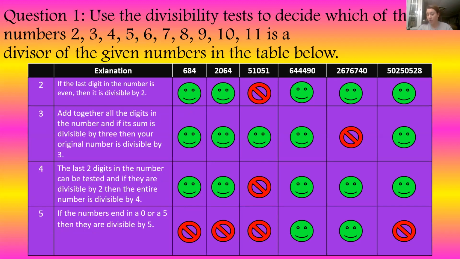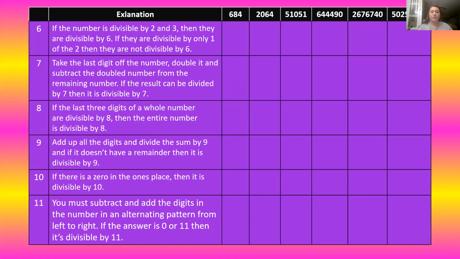644,490 was divisible by both. And then 2,676,740 was not divisible by both. And then 50,250,528 were divisible by both. So the only numbers that will not be divisible by 6 are 51,051 and 2,676,740. So we'll go ahead, put those in.